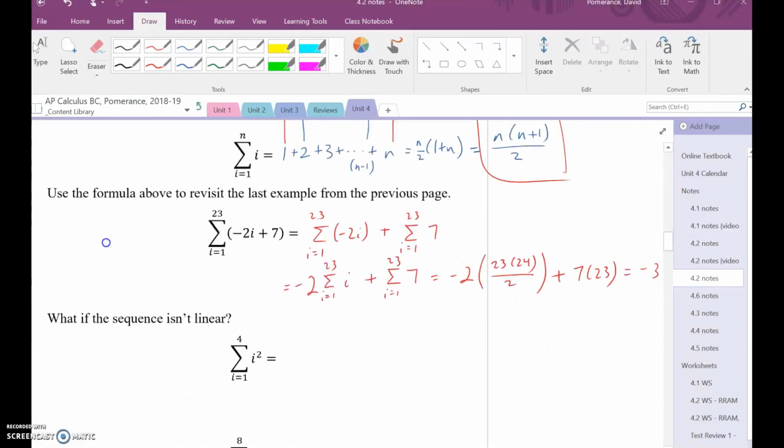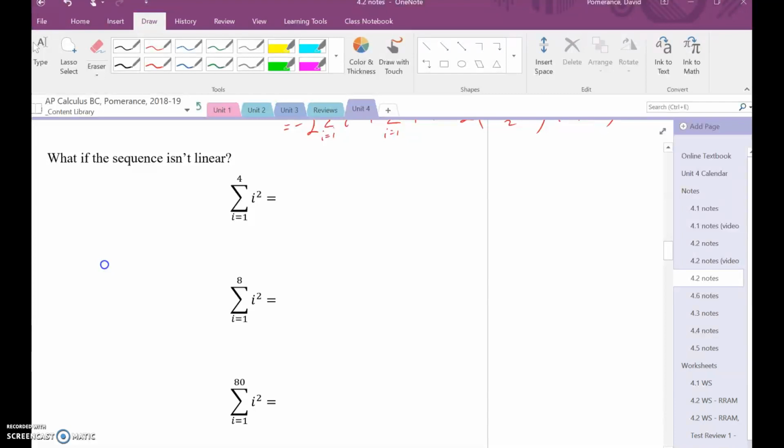So as we can now see, we're going to ask the question, what happens when the sequence isn't linear? In other words, if I take the sum of all of the i squareds. So for example, when i equals 1, we get 1, and when i equals 2, we get 2 squared, or 4. When i equals 3, we get 9, and when i equals 4, we get 16. And we can add these up, no problem. We're going to get 30. We can add up 4 plus 16 to get 20, and 1 plus 9 to get 10.